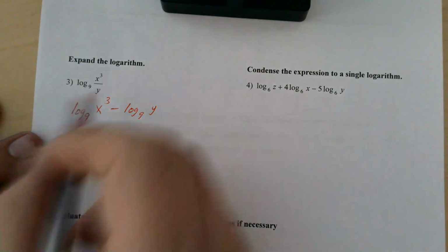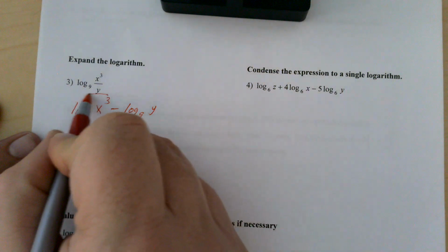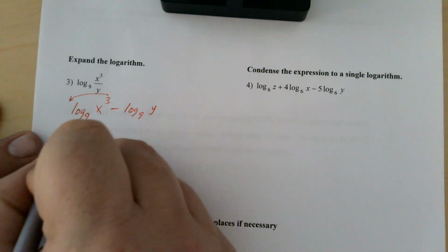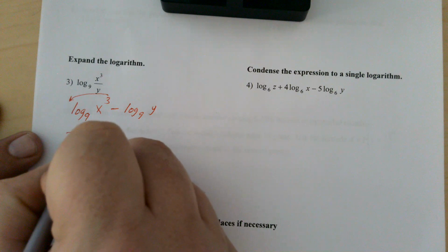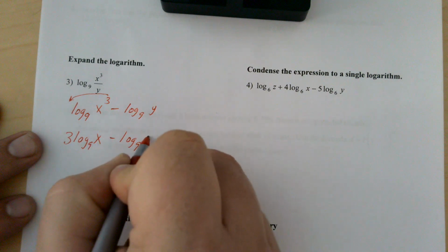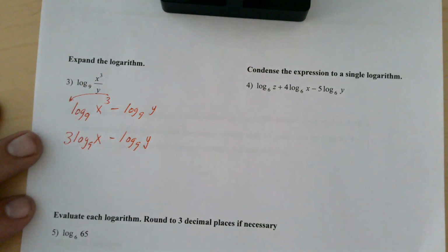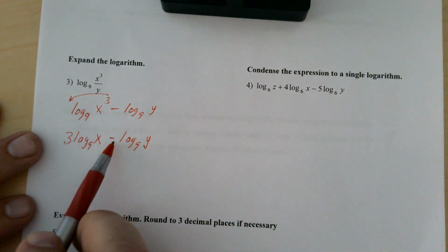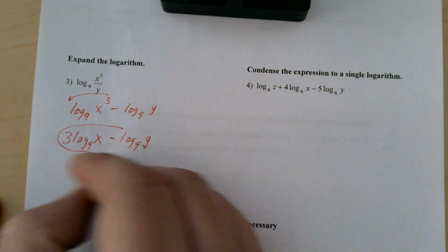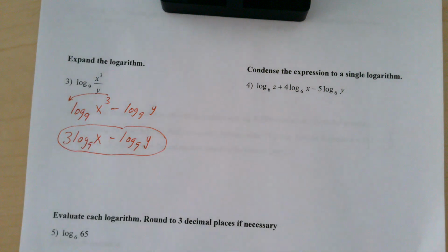Now, some of you would have skipped this and done this right away, but now I'm going to move this exponent to the front. So my final answer is 3 log base 9 of x minus log base 9 of y. Now, if y was raised to a power, I would have a number in front of this log. But in this case, it's just to the 1 power. So it should be easy for you to expand. Like I said, I'll keep it relatively simple as we're learning these properties.